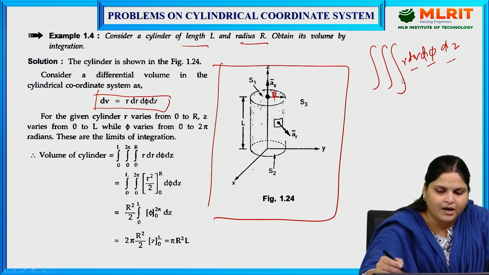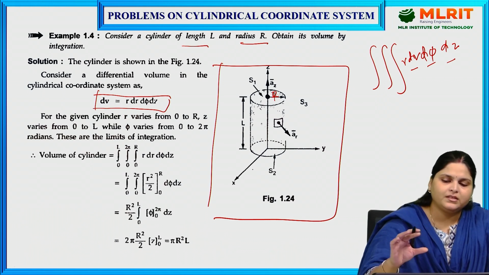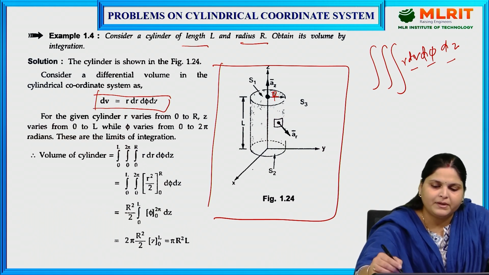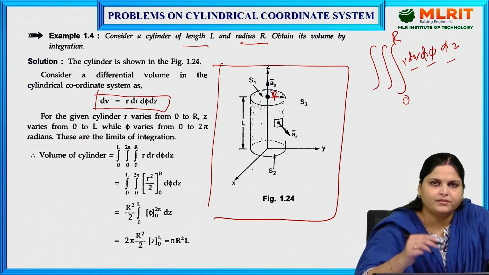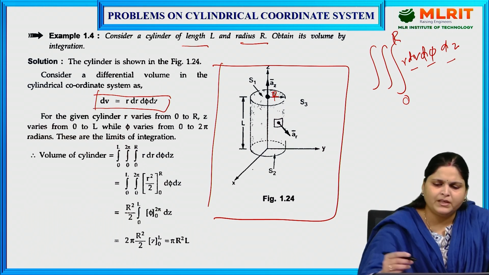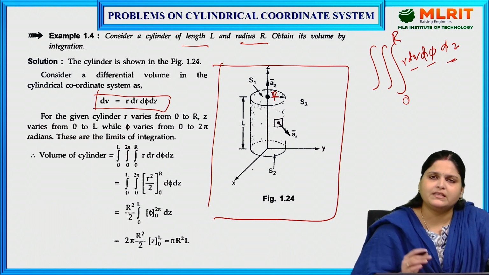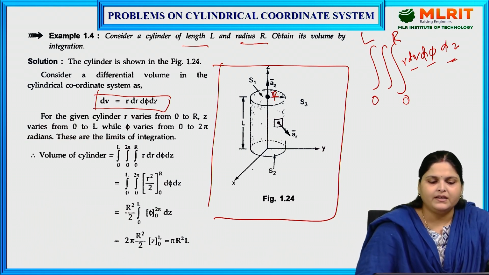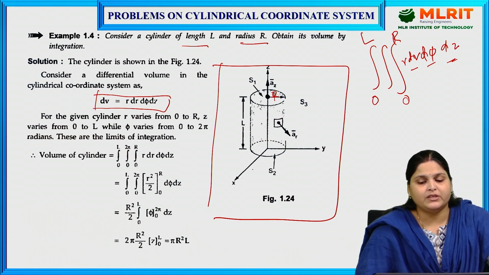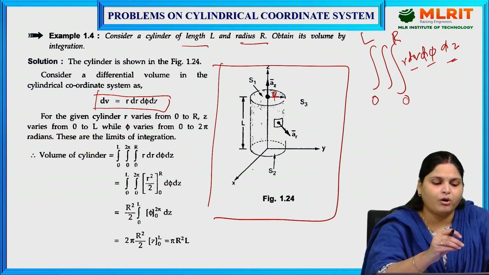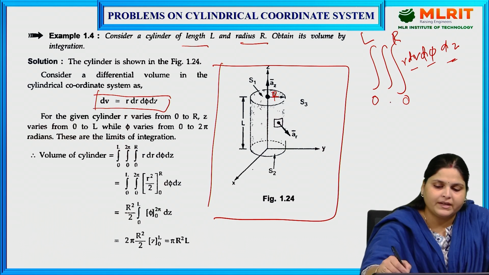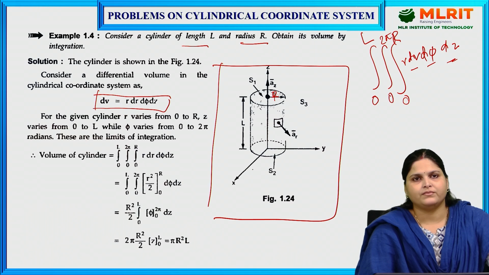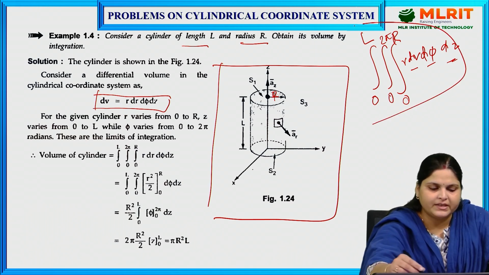The limit of r, here if you notice, the length r is given as capital R, right? So the limit will be from 0 to R. Now if we talk about dz, the length of the cylinder is given as L. So we will keep the limit 0 to L, right? And azimuthal angle, the range in the question cannot be given. If it is not given, we have to take it as 0 to 2 pi, right? So that is how we need to integrate it, right?